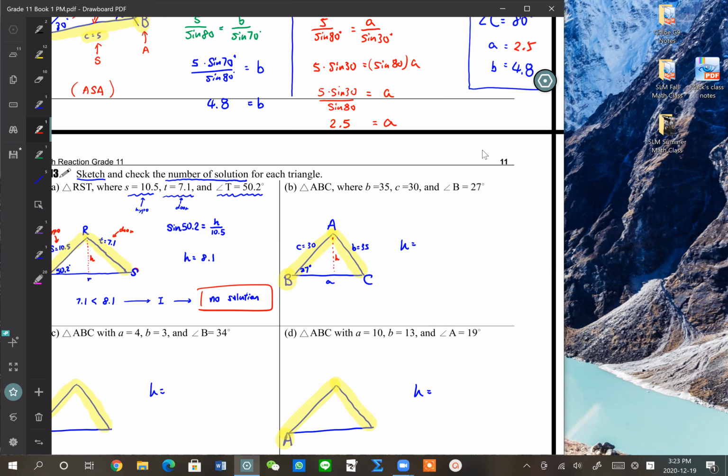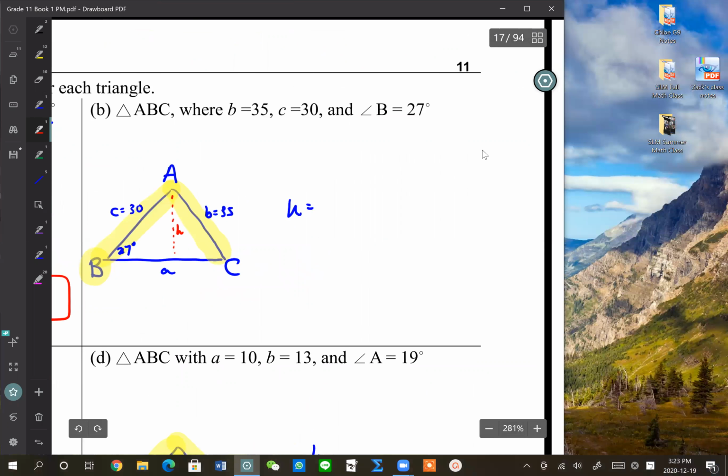Okay, so let's check the answer for B first. Harry, how long is the height for question B? 13.6. Is that right? Is that what you said? 13.6? Yeah? Okay. Anyone else got different? 13.6?